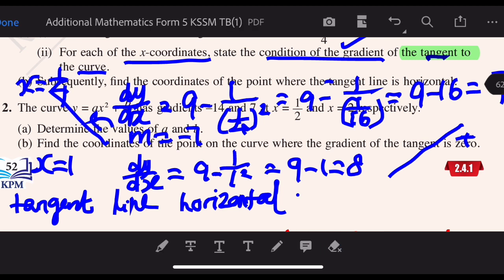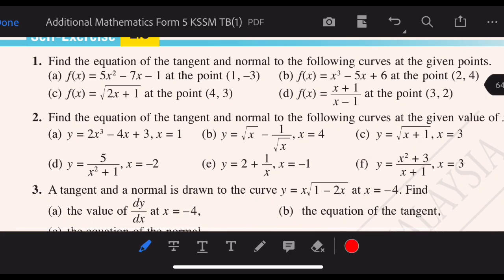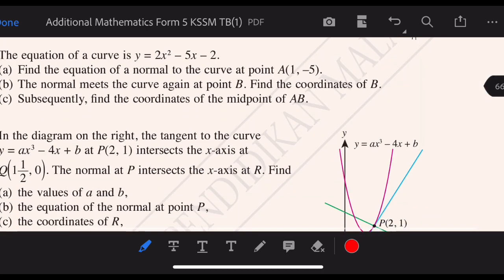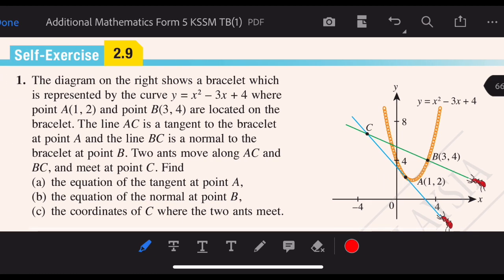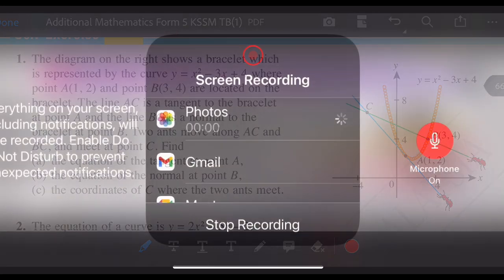Understand? Okay? All right, so I would like to share with you another question. So let's do another horse question. This one, yes. So I would like to share this one. This one is a horse question. So you must know.